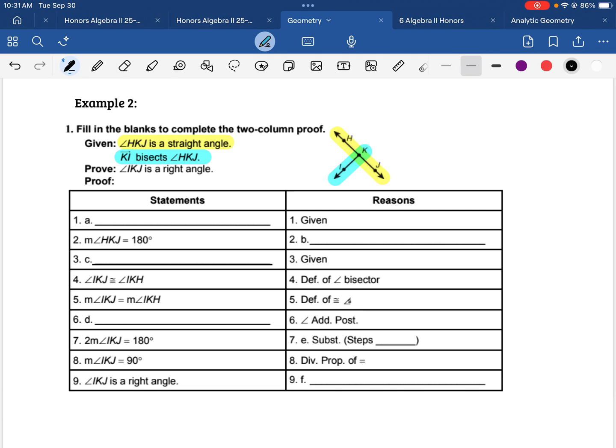All right, your first step is always going to be a given. This one we have 2 givens. So I'm going to take a peek down at my second step. The second step is to say that measure of angle HKJ is 180 degrees, which means that we need our first step to be the first given. Angle HKJ is a straight angle. Then as we go down through our proof, the measure of angle HKJ equals 180 degrees. The reason for that would be the definition of a straight angle.